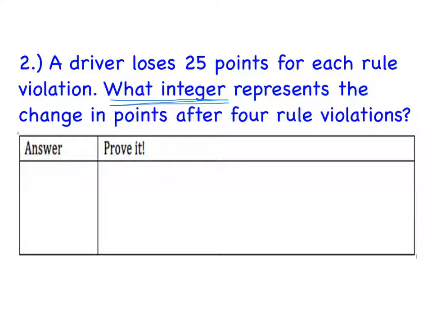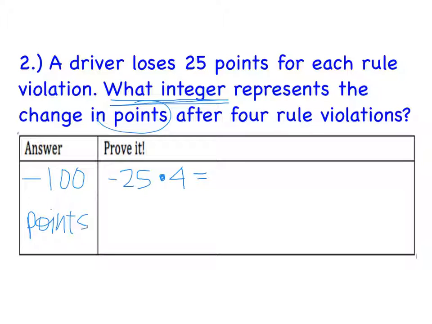So a driver loses 25 points after 1 rule violation, but we want to know the change in points after 4 rule violations. So if we want 4 groups of negative 25, we are going to multiply. So that's our operation here. Negative times positive is going to give me a negative. 25 times 4 gives me 100. And my units here are points because it says what integer represents the change in points. So negative 100 points is the answer for number 2.